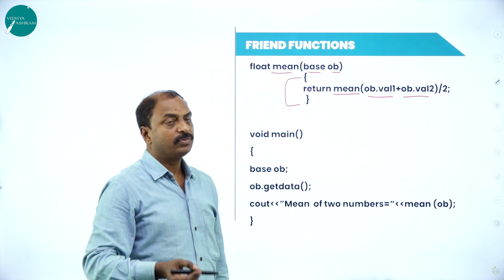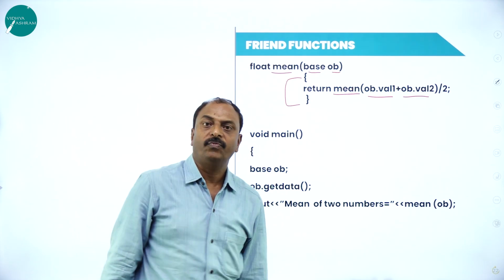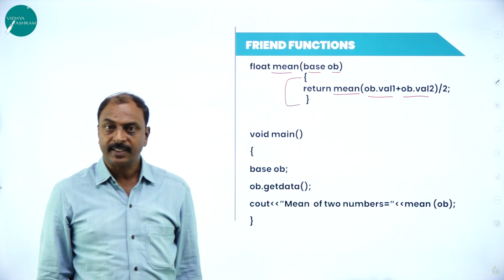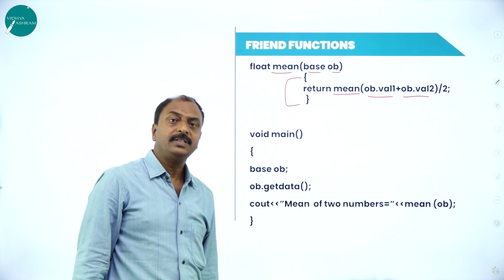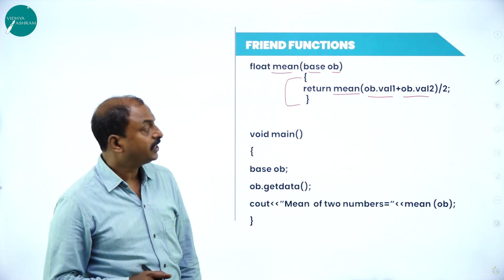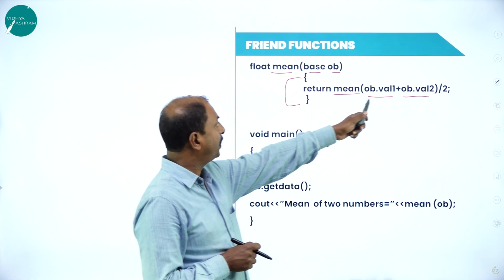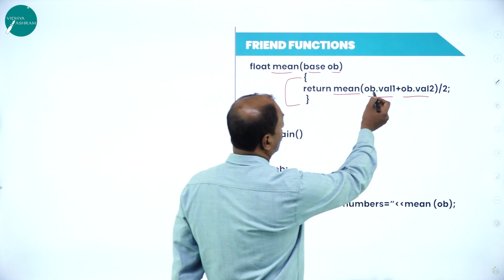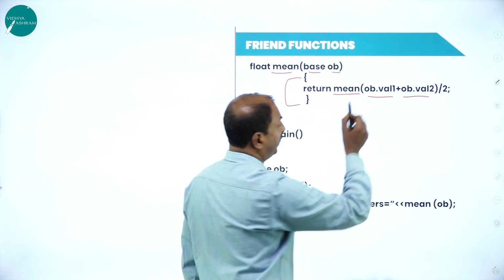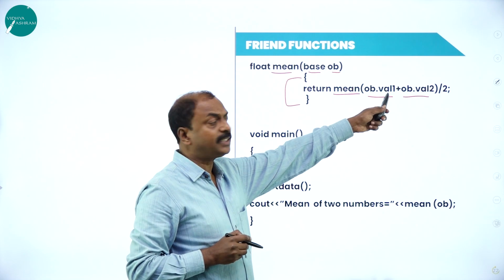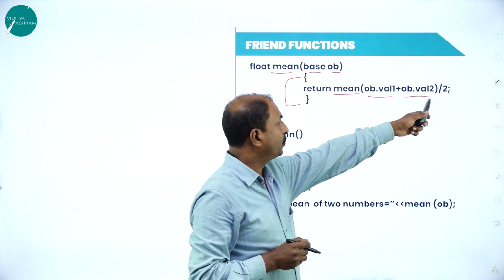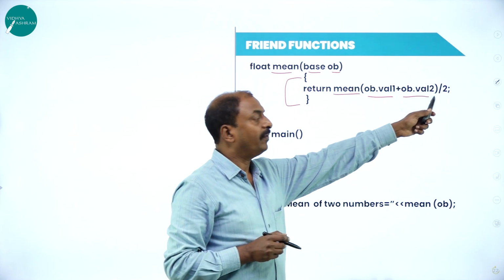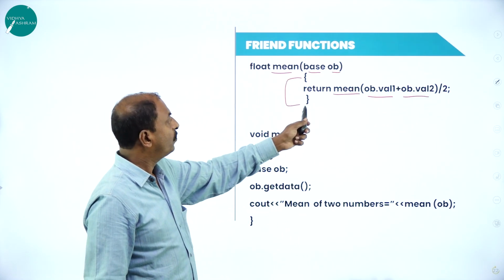Here, as we have seen, one of the characteristics is that though a friend function has access to private and protected members of a class, it cannot access the data members directly. It has to be accessed through an object of a class. So here ob is an object of class base. We are accessing through the dot operator, ob.val1, which is a private member of the class, plus ob.val2, divided by 2. So this is to find the average of two numbers, closing the function.